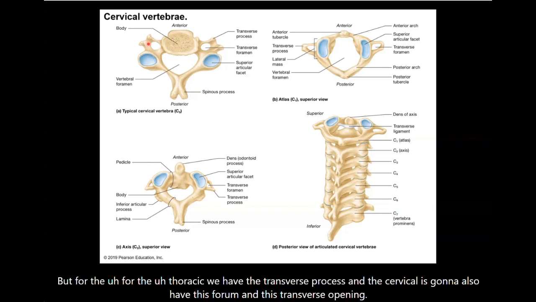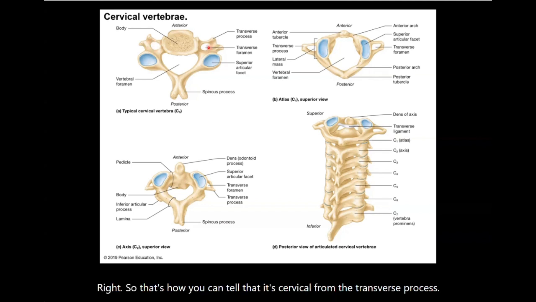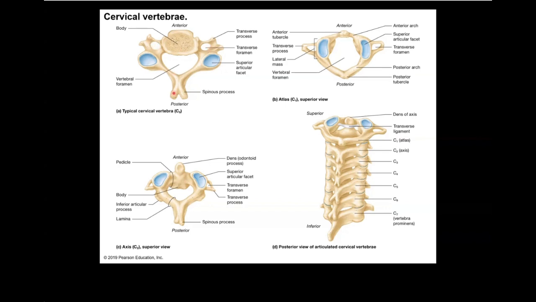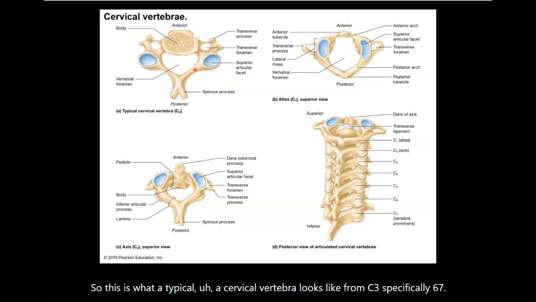No, right? But for the thoracic, we have the transverse process, and the cervical is going to also have this foramen, this transverse opening, right? So that's how you can tell that it's cervical from the transverse process. And obviously, the spinous process is going to be very short, right? So this is what a typical cervical vertebra looks like from C3, C4, C5, C6, C7.